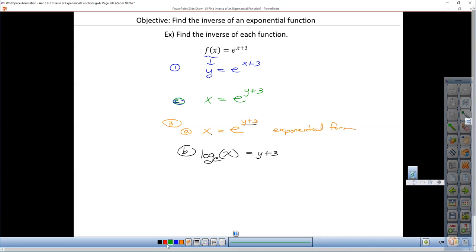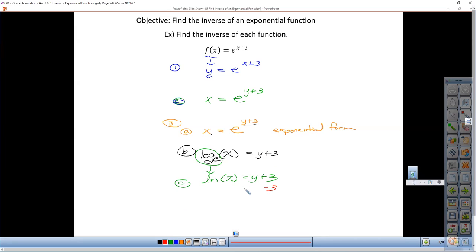So now what do I do? Well, that third step is to continue solving for y as necessary, which here it is because we have to undo the plus 3. But another thing we want to recognize about this is that log base e is our natural logarithm. So this becomes our ln symbol. So we now have the natural logarithm of x equals y plus 3. And we're going to subtract the 3.